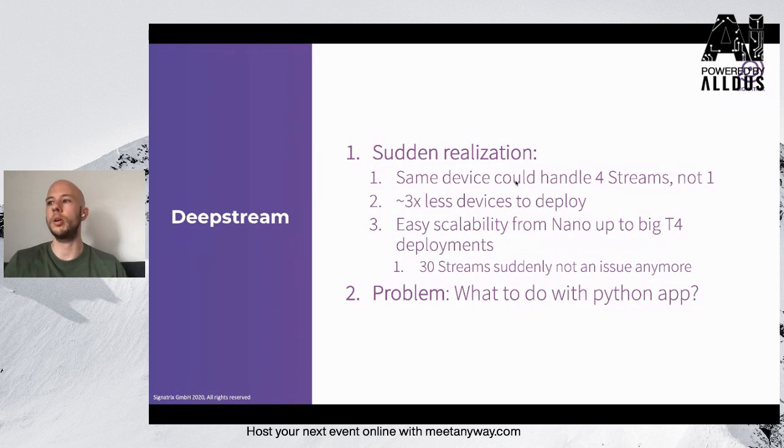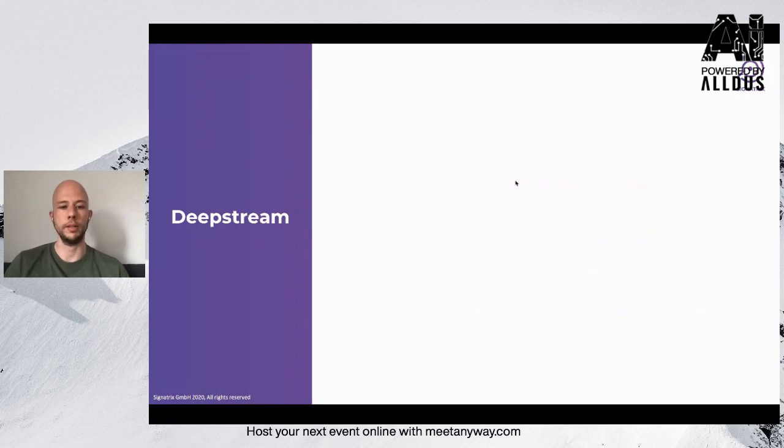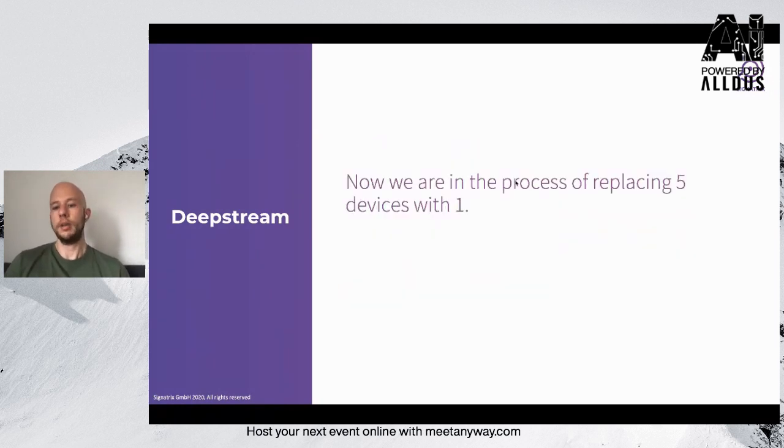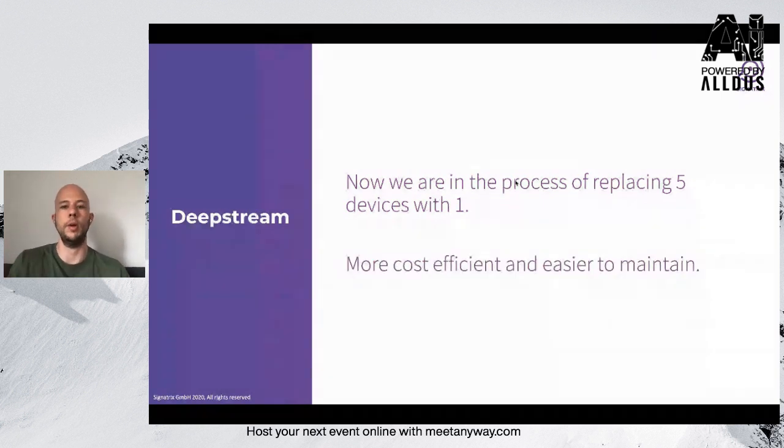But in the end, you get a big reward because you can do the stuff that you want to do in Python, and you can keep the stuff that you want to have in high performance versions in C and optimized on the GPU. So yeah, that's really nice for us. And yeah, now we are in the process of replacing 5 devices with one, and it's much more cost efficient, and it's also easier to maintain, because if you have just one device per store, then maintenance is a piece of cake compared to having one device in every checkout.